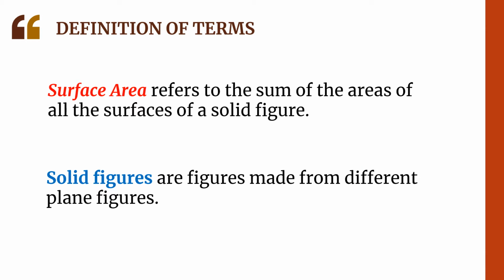At first, let us have the definition of terms. First, surface area, and then second, solid figures. When we speak of surface area, this refers to the sum of the areas of all the surfaces of a solid figure. Meaning to say, kukunin lang natin lahat ng areas and then pagsasama-samahin, yun yung tinatawag nating surface area. And when we speak of a solid figure or solid figures, these are figures made from different plane figures such as square, rectangle, triangle, and the like. So again, once na alam natin on how to get the areas of different plane figures, then we can perform this what you call surface area.